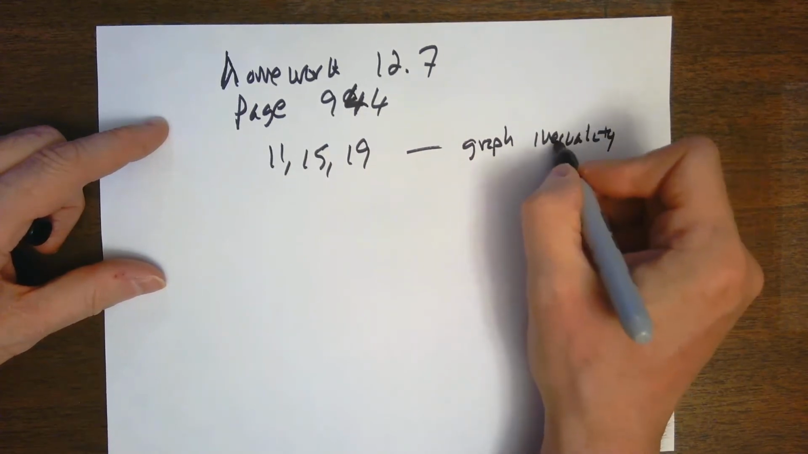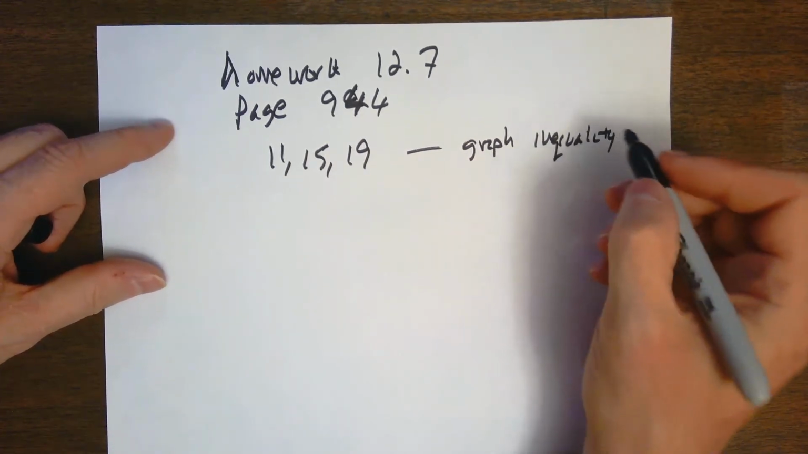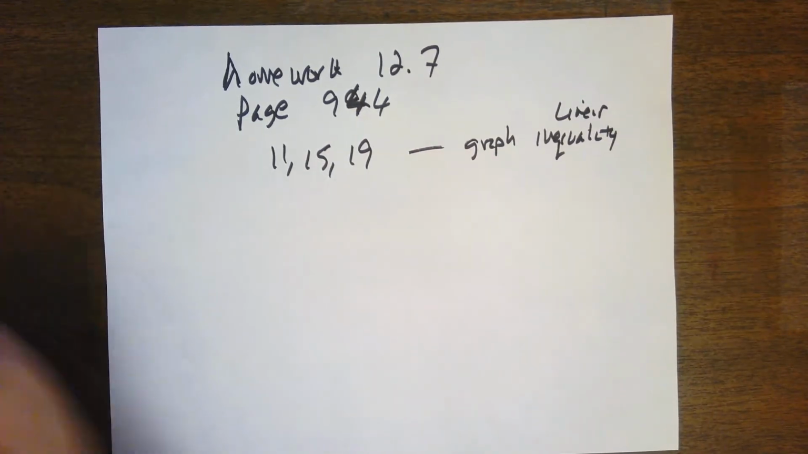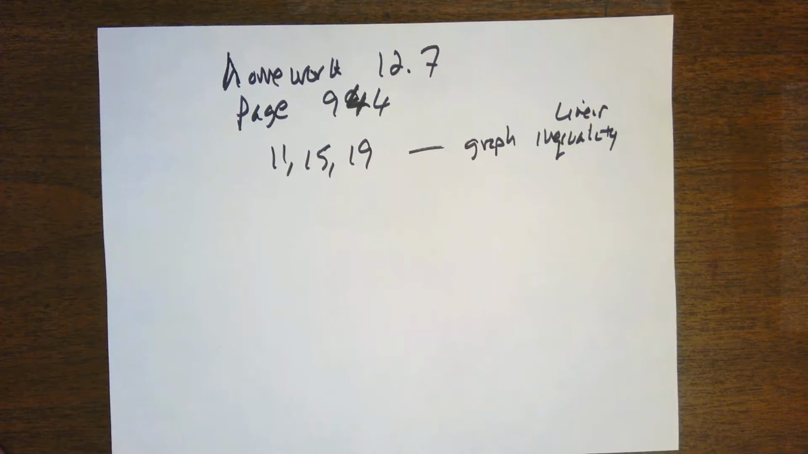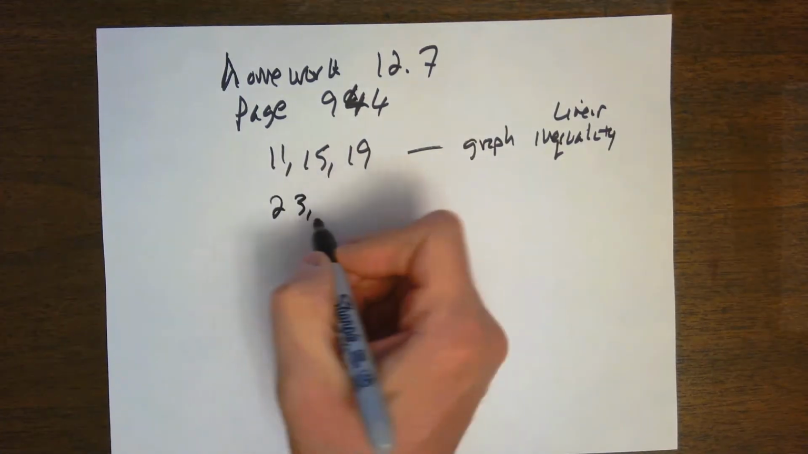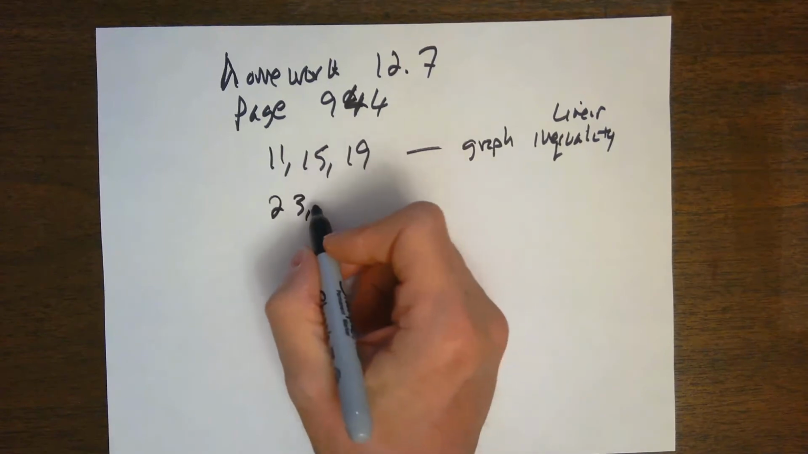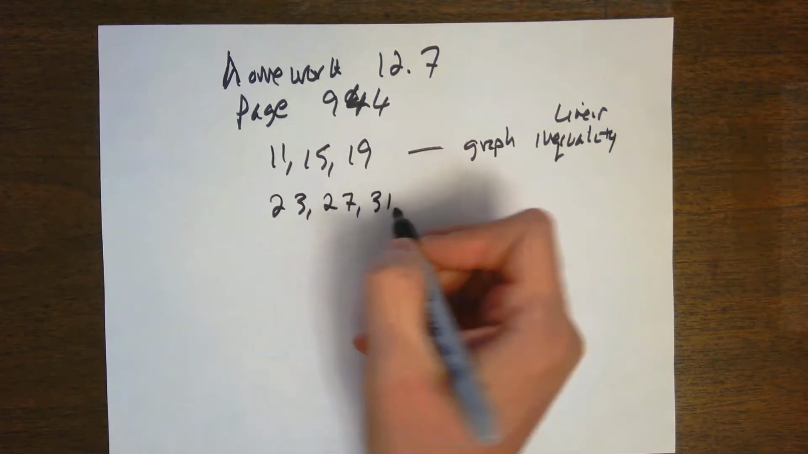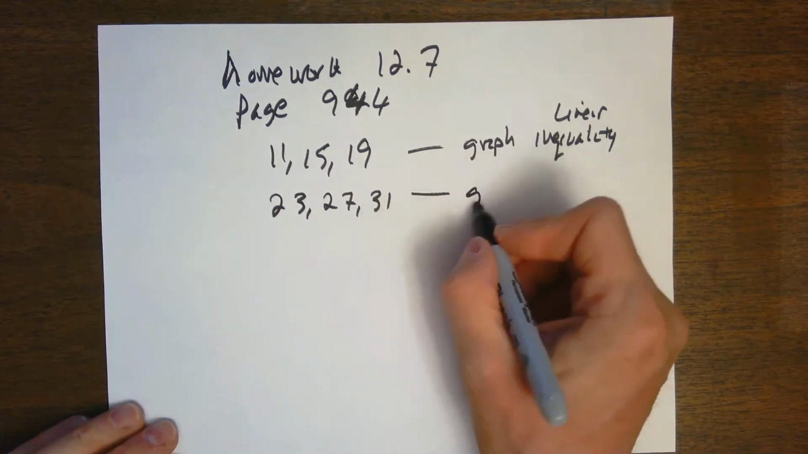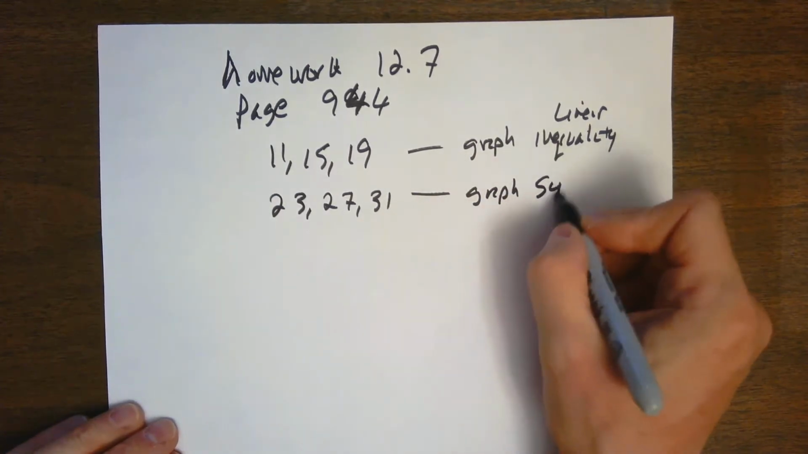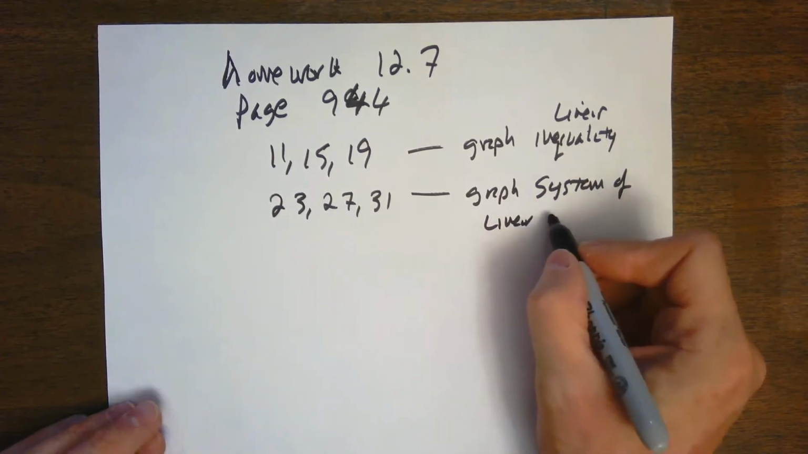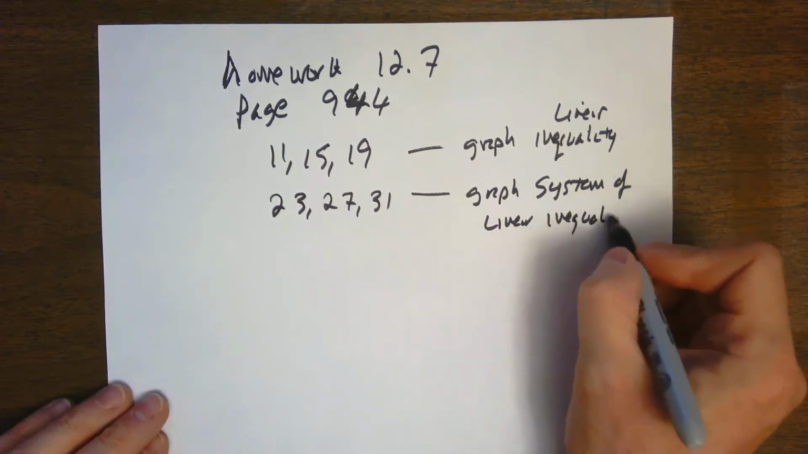A single linear inequality. Nice, well-behaved linear inequality. And then I want you to do 23, 27, and 31. These are graphing a system of linear inequalities.